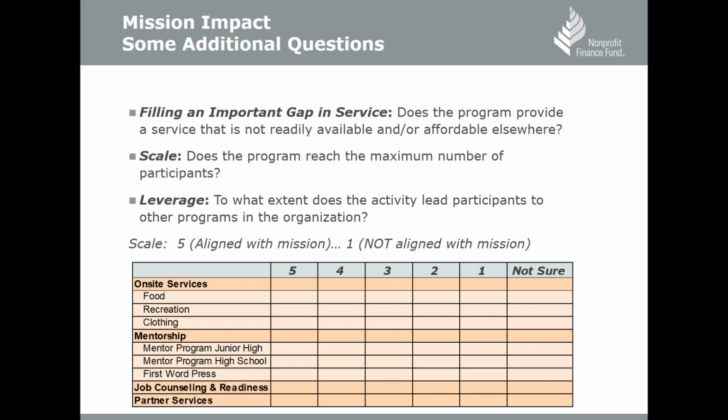We can average the ratings for all of the questions, and that will give us one of two data points that we need to visualize this mission money impact of each of the programs. This exercise also has a dual effect of getting new and old board members up to speed on the ins and outs of the organization and its programs.